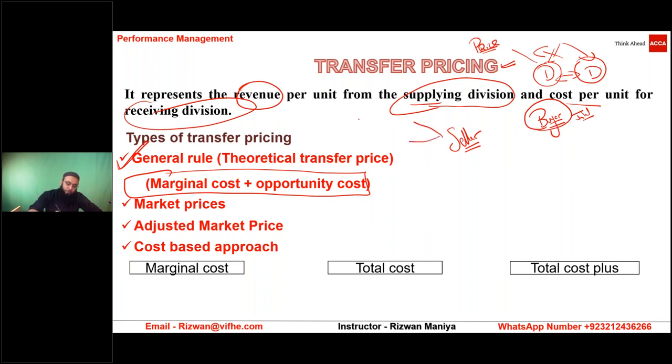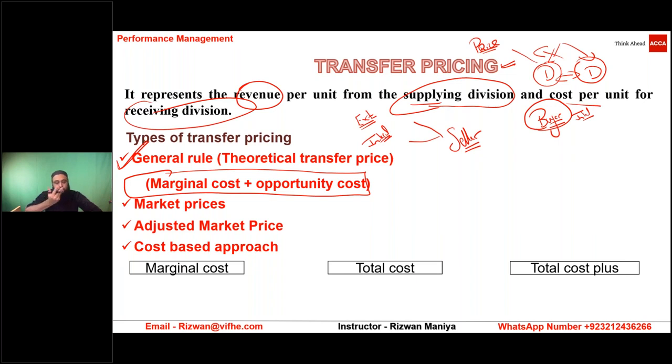Now listen, I can sell the product to the external market, to the external customer, or I can sell this product to you internally as well. Right? So when I sell you internally, it means I want to charge the same price which I can get from the external market, right? Yes or no? Yes.